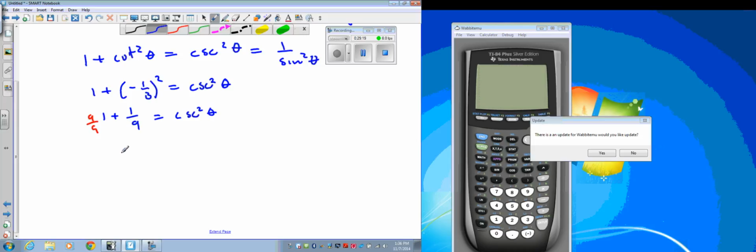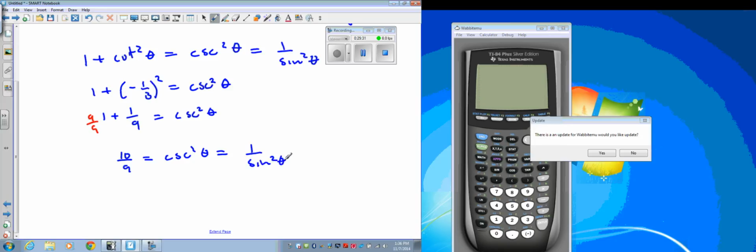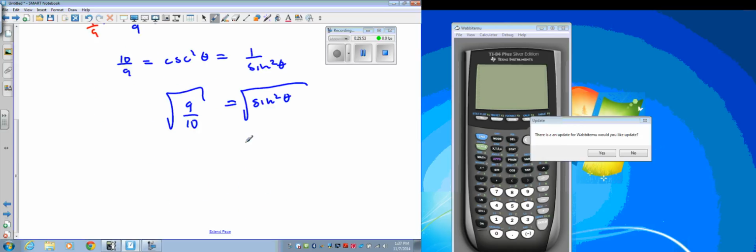So this is 10/9 equals cosecant squared theta. But that thing is 1 over sine squared. So I can invert this: sine squared theta equals the invert of this. Correct? And now I take the principal square root here, and then it's plus or minus the square root there.